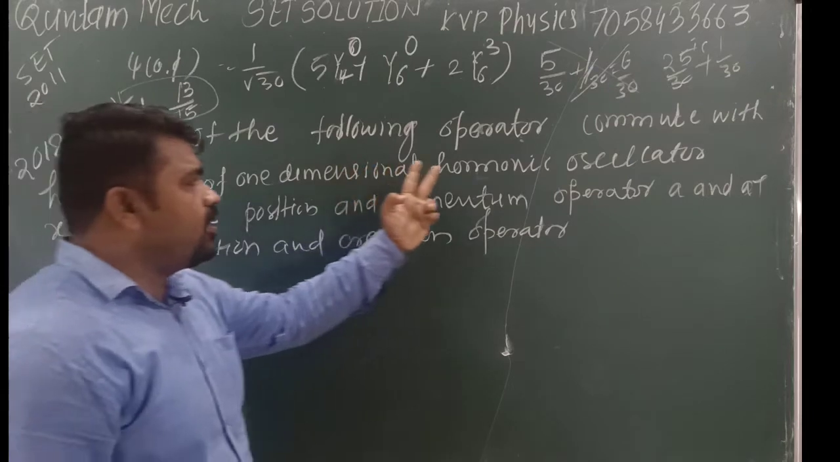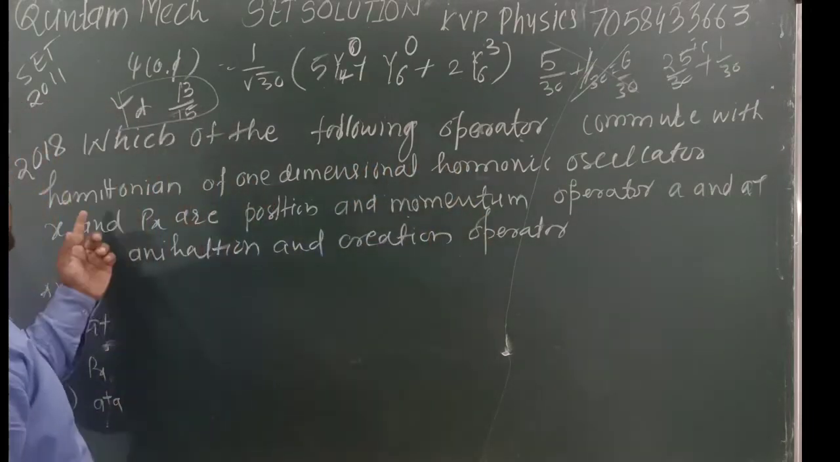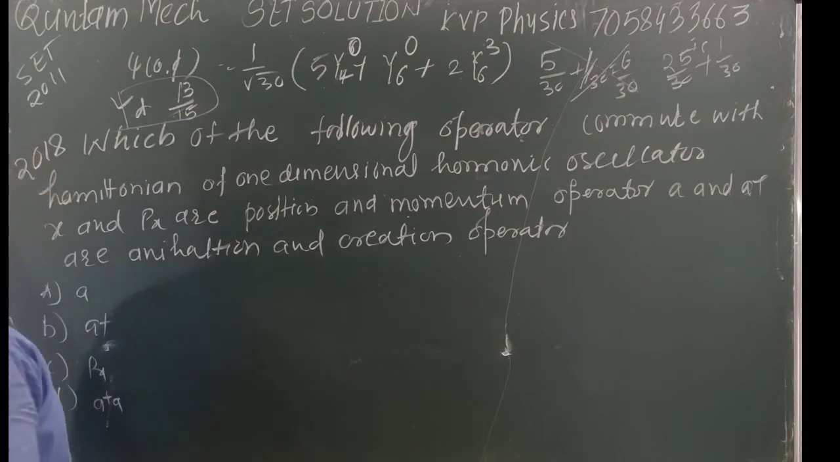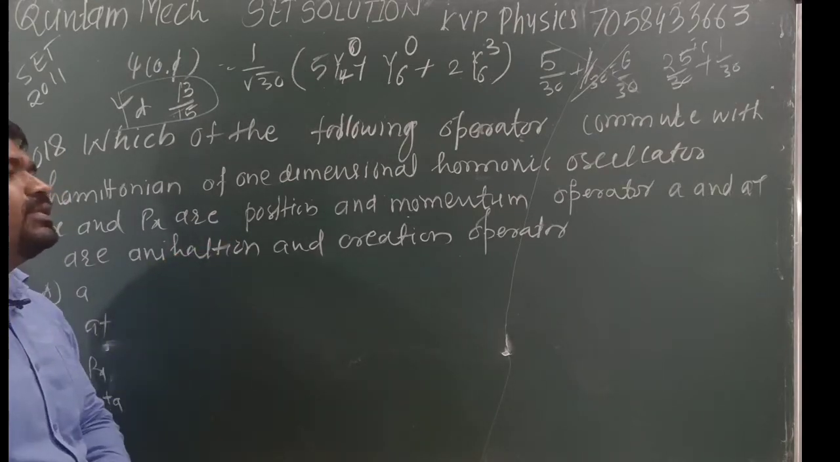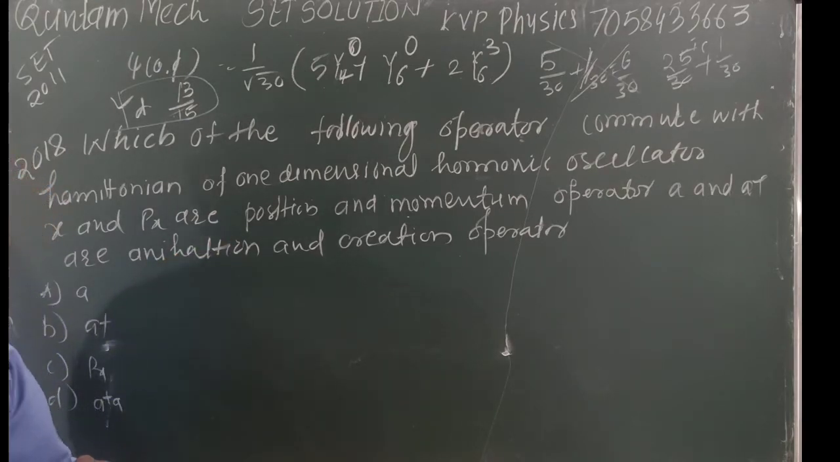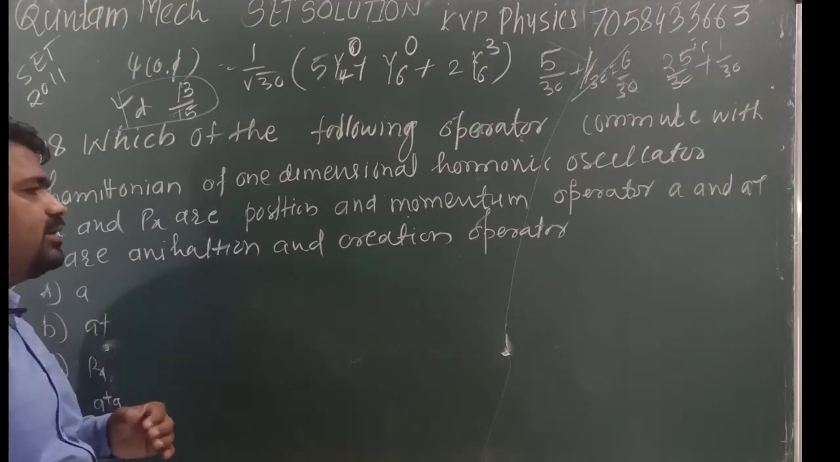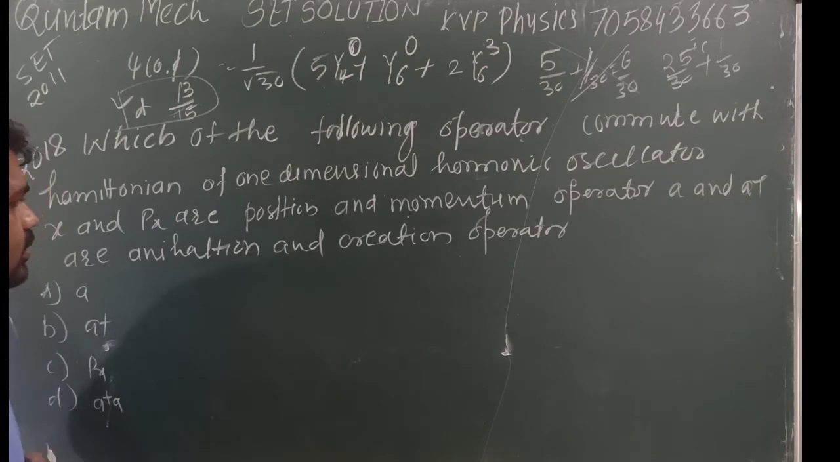Which one of the following operators commutes with the Hamiltonian of a one-dimensional harmonic oscillator? X and Px are position and momentum operators, A and A dagger are annihilation and creation operators. Annihilation and creation operator. Okay.